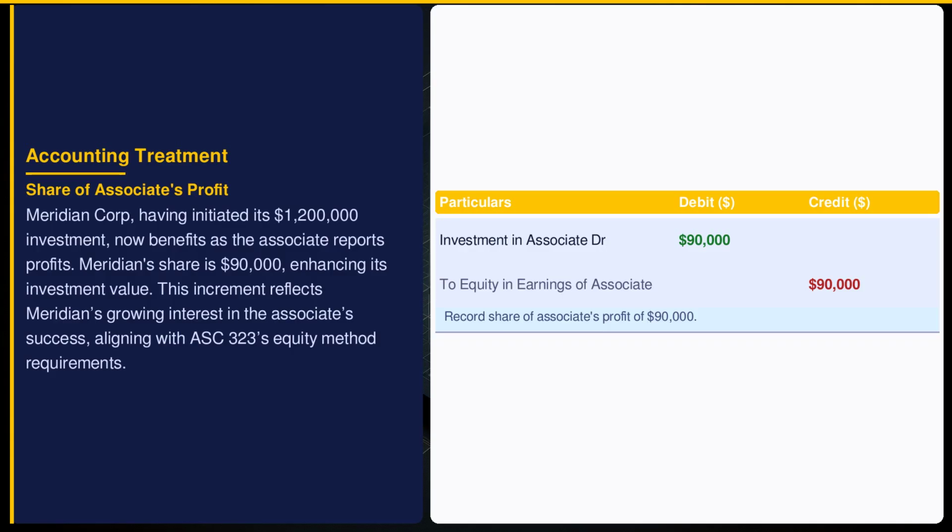Under ASC 323, Meridian must record its share of the associate's profits, enhancing the investment's book value. The $90,000 credit to equity and earnings of associate acknowledges income on the income statement, boosting net income. Meanwhile, the debit increases investment in associate, signaling asset growth.